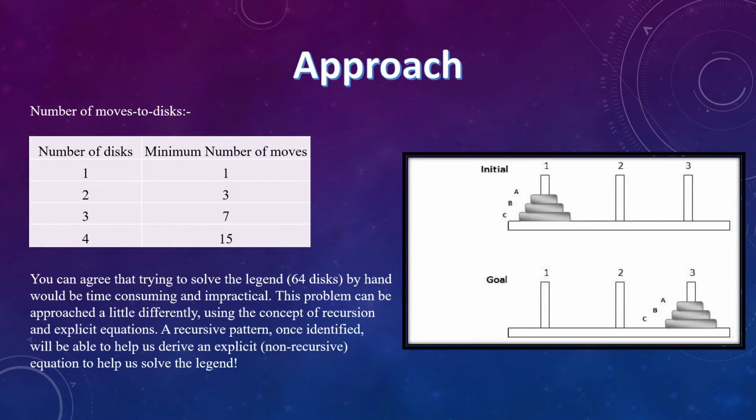This problem can be approached a little differently by using the concept of recursion, as I just said. What exactly is a recursive pattern? A recursive pattern is a kind of formula that contains an initial state and then continues to have the rest of its states following a neat little pattern that can be predicted by a computer or some machine. As you can see in this diagram, our initial state has the disks in order from the largest to the smallest one, and the final state has all these three disks in the same order on the third rod.